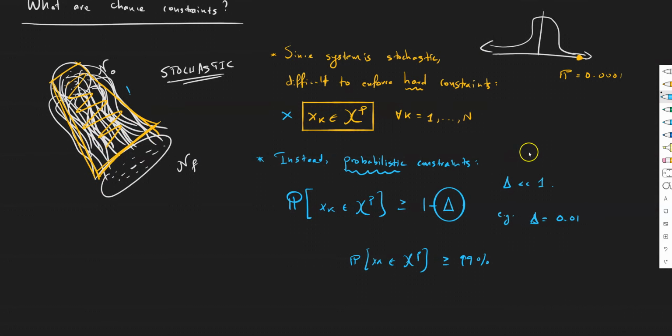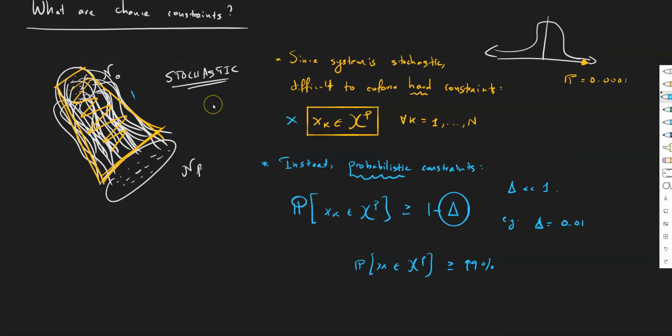So the main point is that since we have disturbances acting on our system that can be unbounded, it's very difficult to enforce hard constraints, and so as a result we enforce these probabilistic constraints, which are also known as chance constraints.